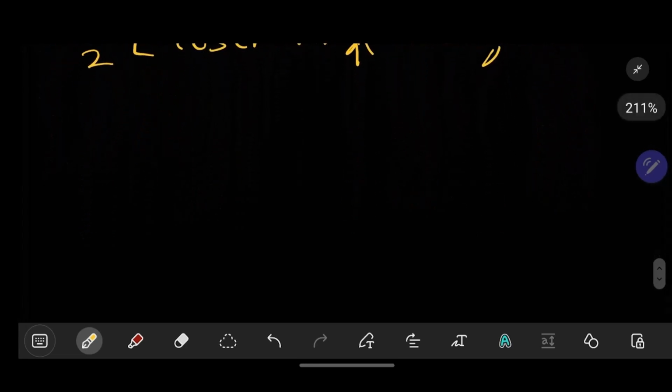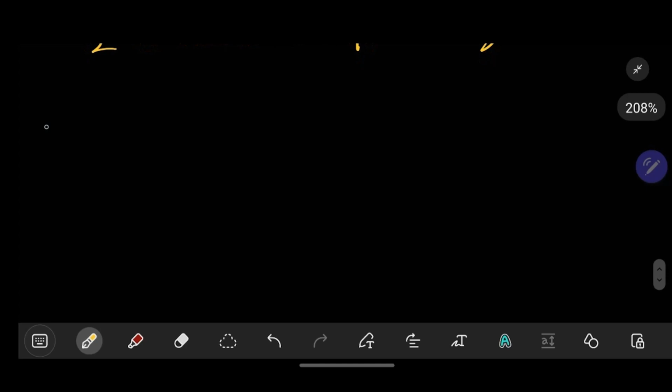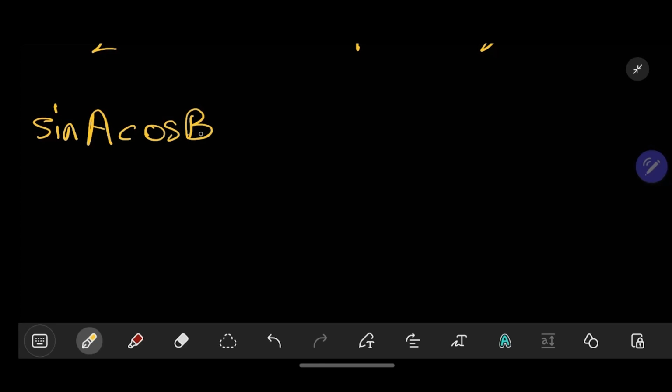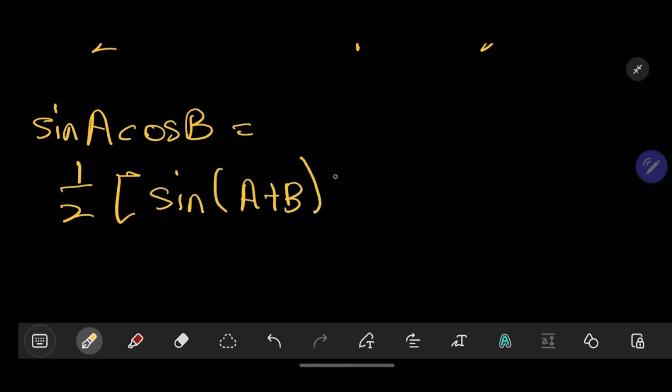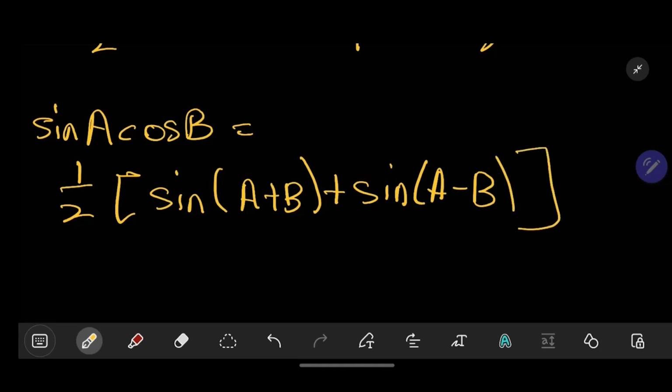Let's take another interesting one. Let's say we have sine of A cos of B. That's equal to a half. Let me actually write this at the bottom. So that's equal to a half into sine of A plus B plus sine of A minus B. Very important to understand this.